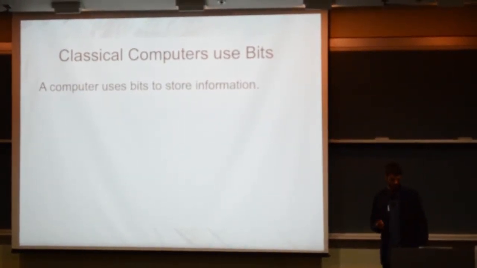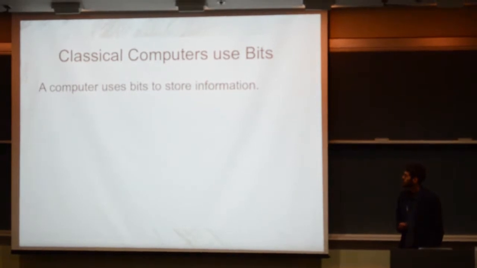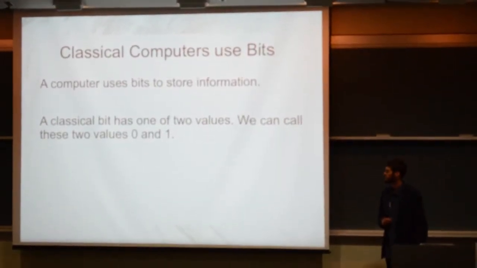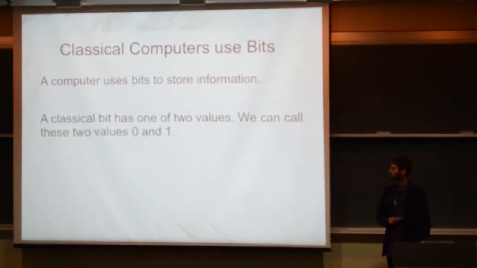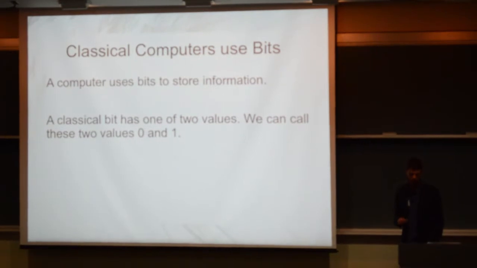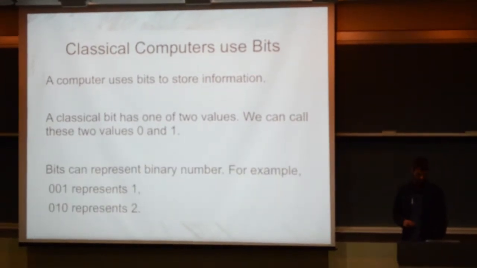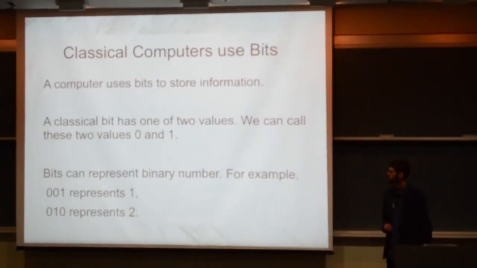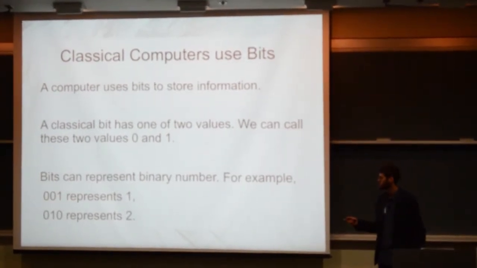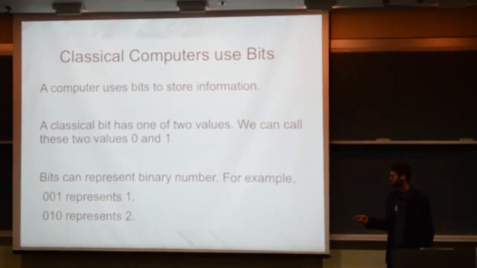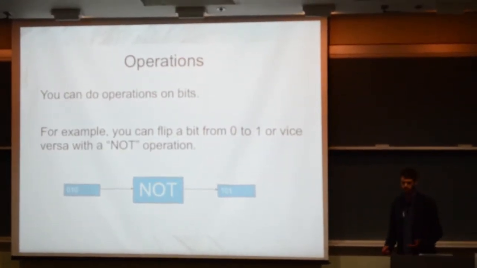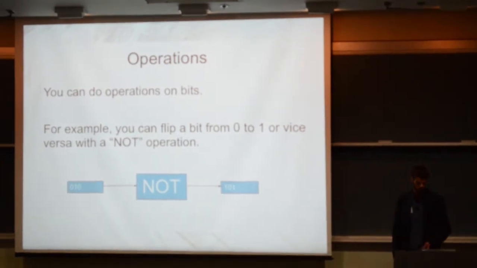And so I will go over classical computers a bit. They use bits to store their information, and a bit has one of two values, 0 or 1, and it can't be anything in between. And we can use bits to represent numbers. So for instance, this string can represent 1, and this string can represent 2.